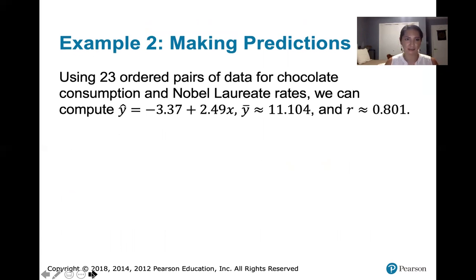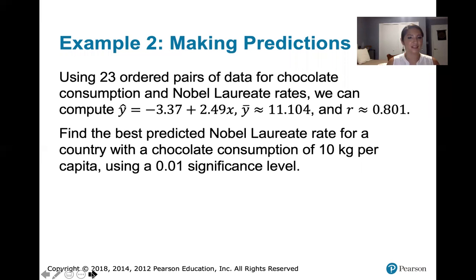Now let's look at another example. If we used 23 ordered pairs of data for chocolate consumption and Nobel laureate rates, we could compute the following statistics. Y hat is equal to -3.37 plus 2.49 times X. Y bar, that's our average Y value, is 11.104. And our R value, that's our linear correlation coefficient, is approximately 0.801.